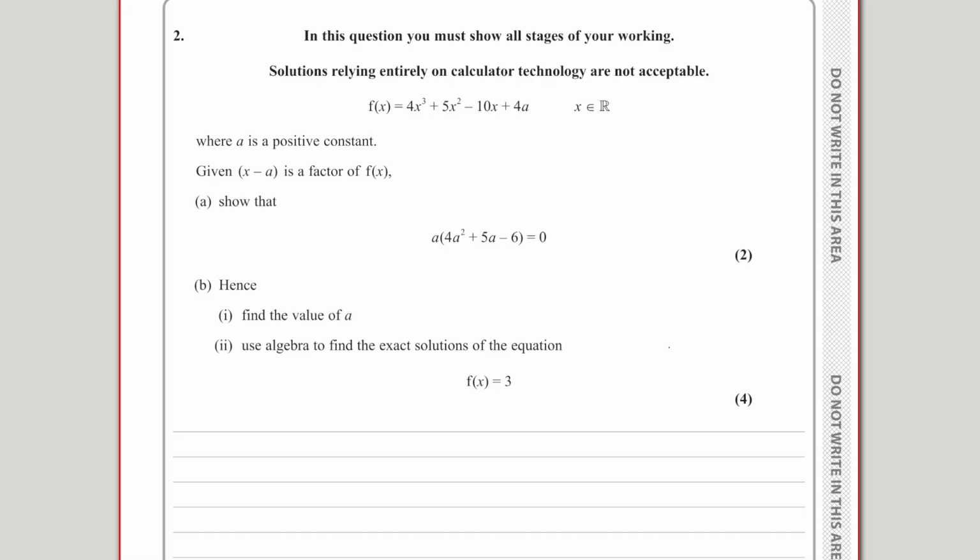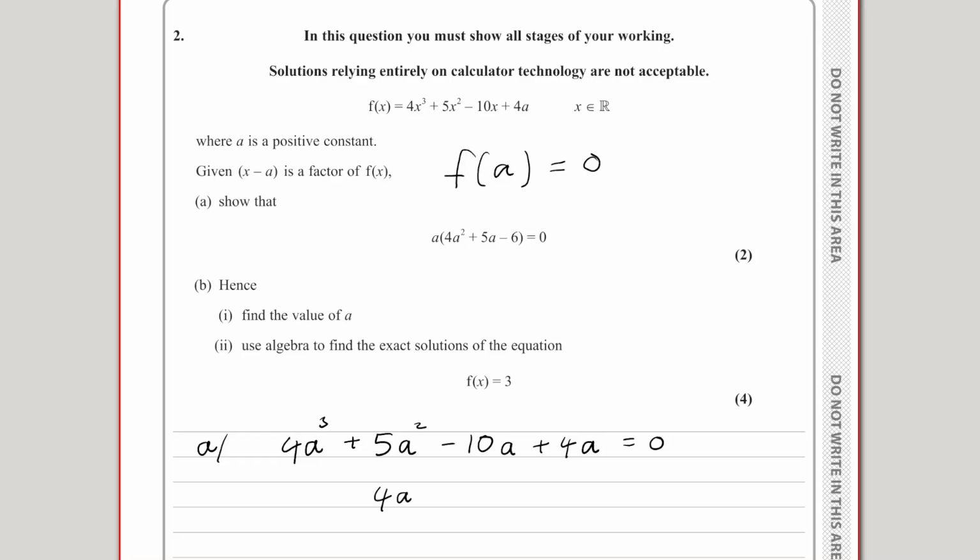So if x minus a is a factor, that means f of a must be equal to 0. So if x minus 2 is a factor, f of 2 equals 0. So f of a is equal to 0. So let's just write this out. So f of a is 4 times a cubed plus 5 times a squared minus 10a plus 4a, and it's equal to 0. So collect the like terms.